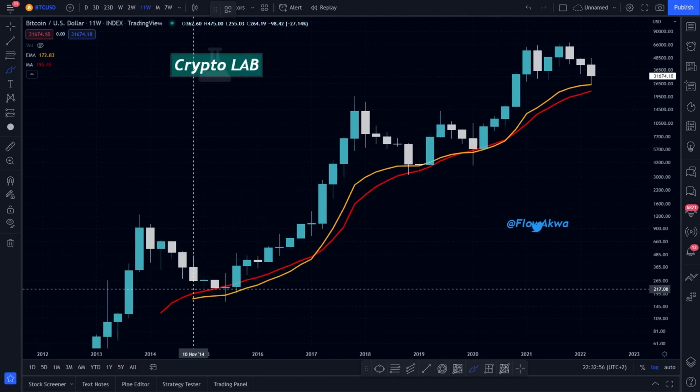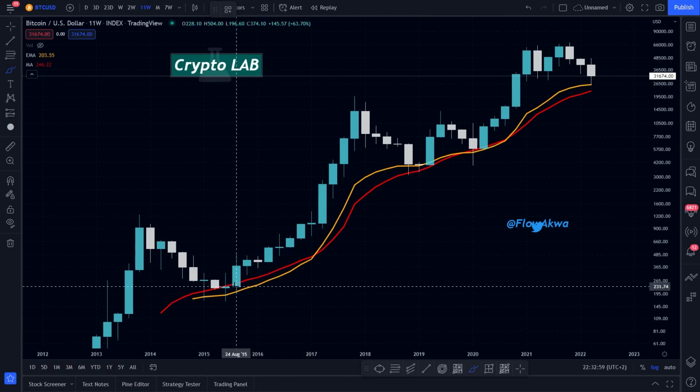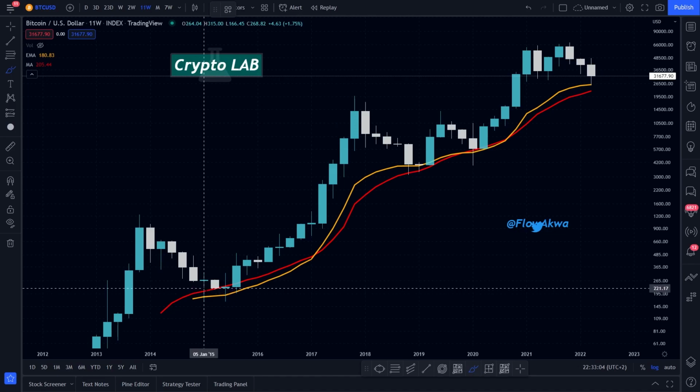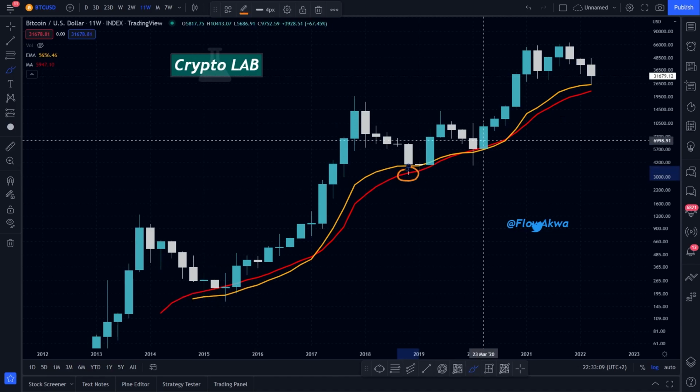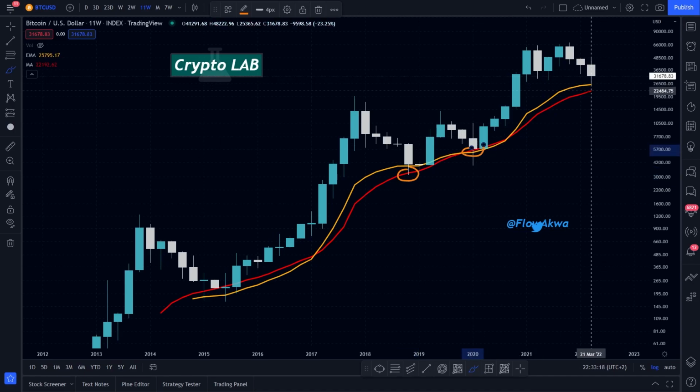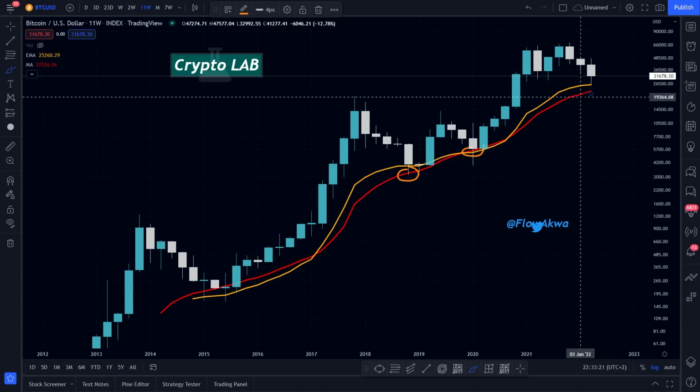As you can see, from the 20 weeks moving average perspective, we reach a bottom only and only if we test the red line, okay? It was the case here, it was the case here also, and it was the case here. And everybody is expecting Bitcoin to retest the line. So from this line, we didn't reach the bottom yet.